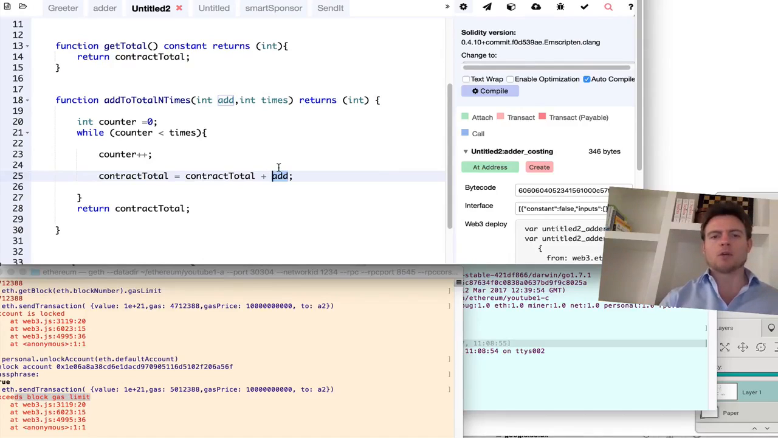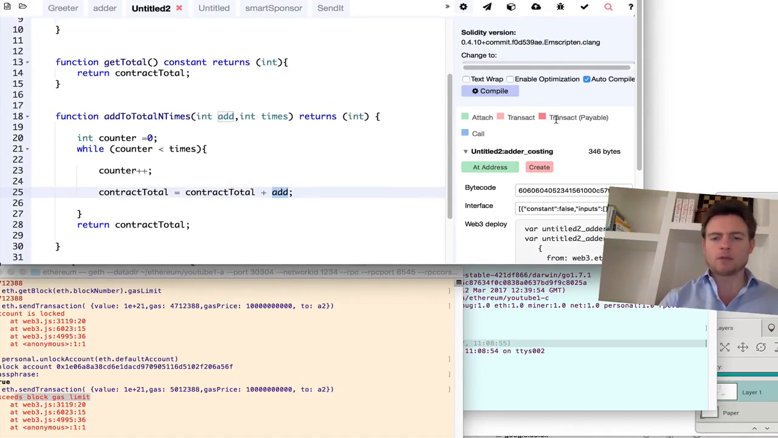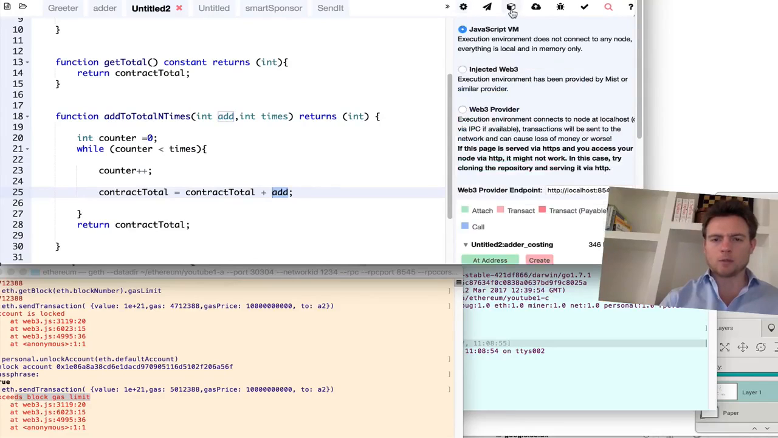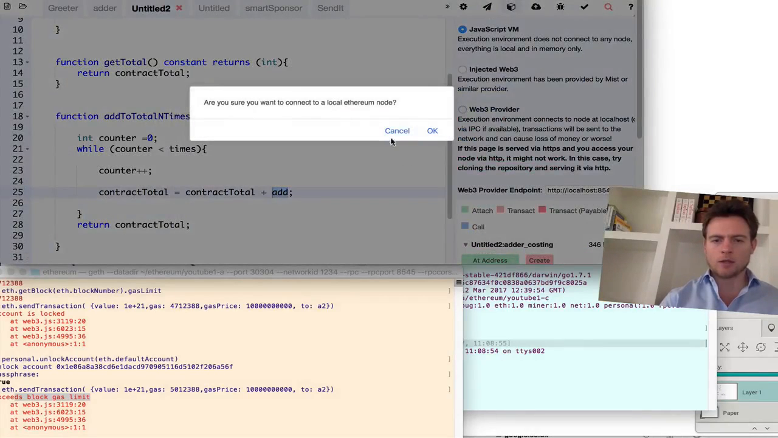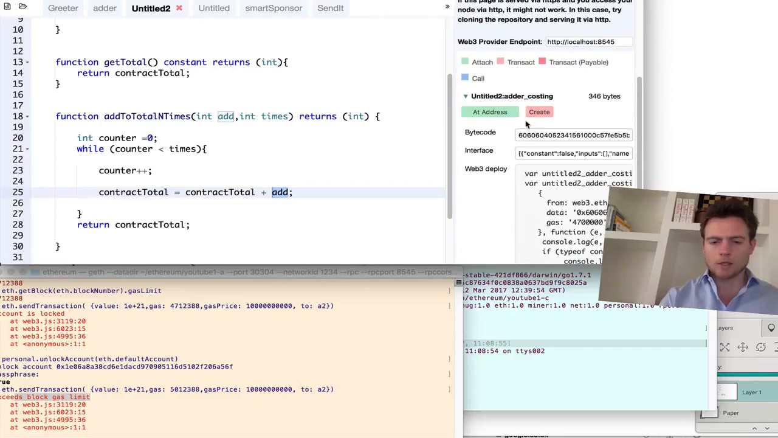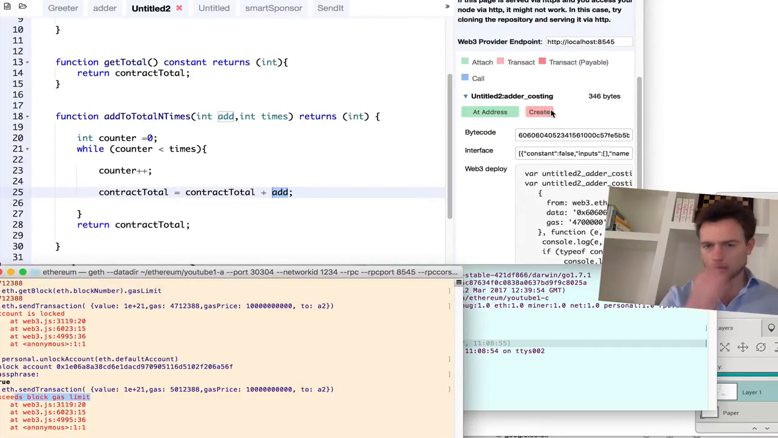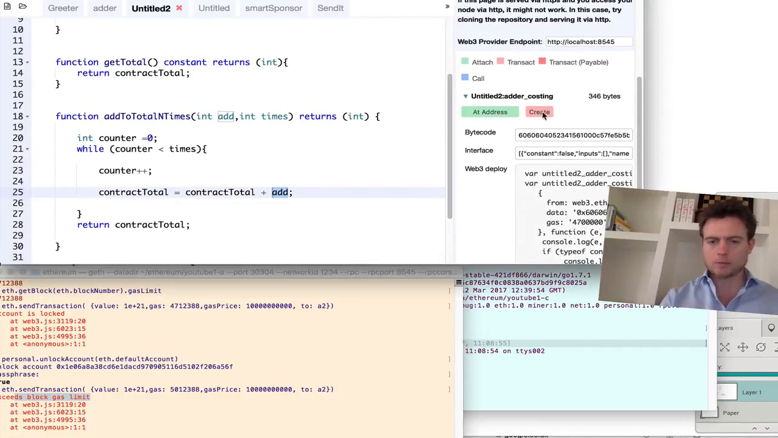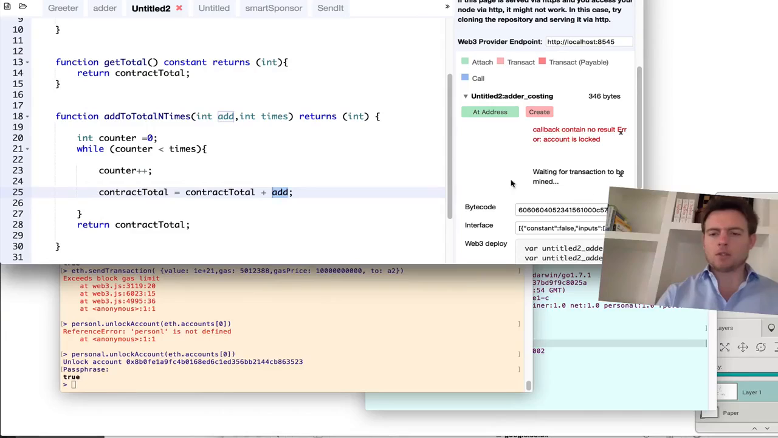So I'm going to investigate the implications of running this function in terms of cost, right? The first thing we have to do is to deploy. So we're going to connect to our local node, and then we're going to create a new instance of this. We're just waiting for this transaction to be mined. Just to reiterate what is happening, we're deploying a new contract to the blockchain right now.